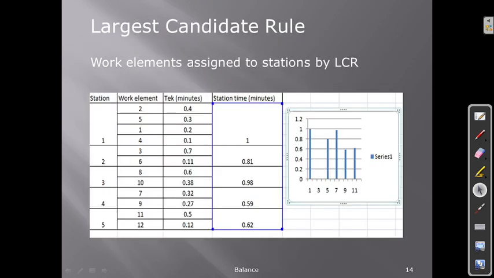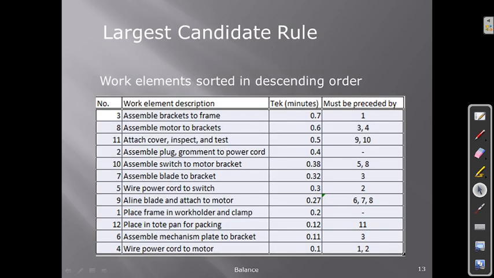See, the first one will take work element 2, with a TEK of 0.4 minutes, and work element 5 at 0.3. Then again, as I said, we will go from top to bottom. So we have to check top to bottom what all the things we have finished: work element number 2 and work element number 5.